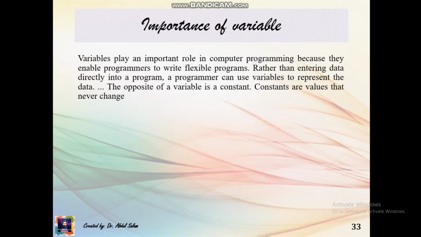Variables play an important role in computer programming because they enable programmers to write flexible programs rather than entering data directly into a program. A programmer can use variables to represent the data. The opposite of a variable is a constant. Constants are values that never change. As the name shows, constants are values that can never change.